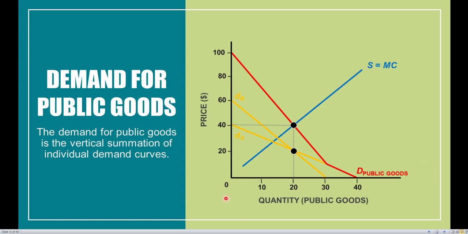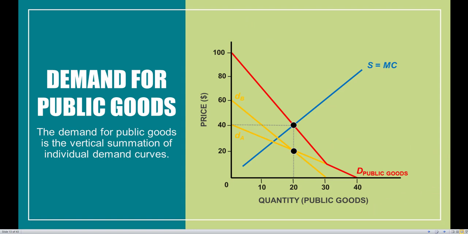So use vertical summation: for every single quantity, add up the price. Do not use horizontal summation, for every price, add up the quantity. That's where we get the market demand for private goods, where the demand curve would be shifted out further than this. So do be aware of that, be cognizant of that.